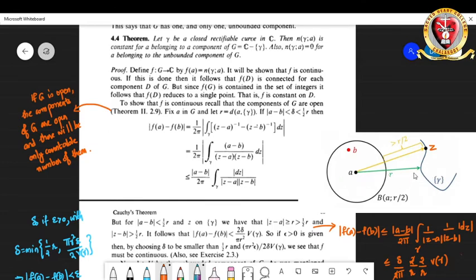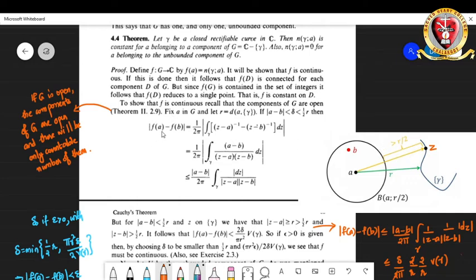You can see the green line here. Suppose modulus of A minus B is strictly less than delta, and that is strictly less than r by 2. Suppose you are taking a B which happens to be even closer to A than r by 2. You can see that from the figure.